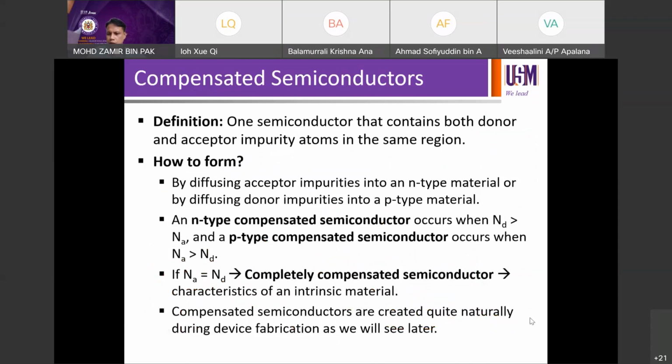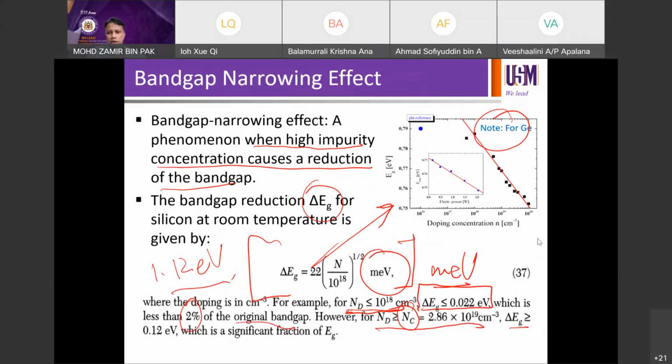Hold on, question here. 0.12 here means reduced by 0.12, which is the delta Eg. So delta Eg is the change in comparison to the original band gap. So that means in this case it's reduced by 0.12 in comparison to 1.12. So if you subtract, how much do you get? 0.12, 1 electron volt, right? Right. So that 1.12 minus 0.12, so you're going to get 1.0, right?